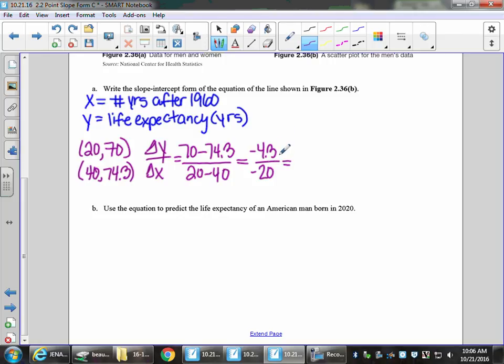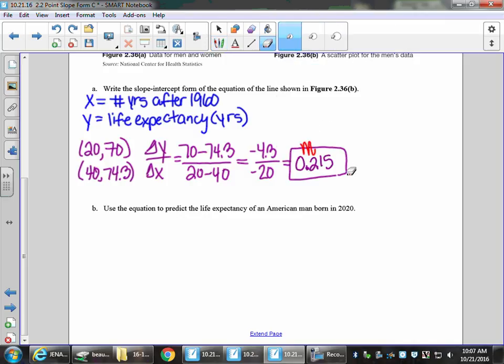0.215. Do you guys agree with that? 0.215. What is this a value for? If I had asked you for real world labels, what would you say? Years. And it's kind of weird because it's like years per year, but it's more like years old, right? So let's actually add that label. You're increasing your age by 0.215 years old per year. We don't want to lose track of that ability to put labels.